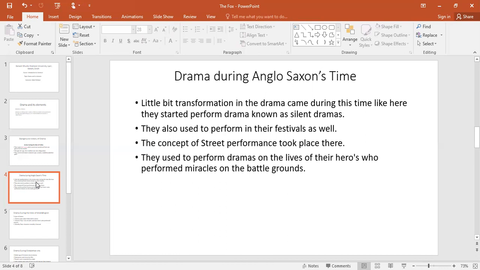Okay, beta. The concept of street performance took place there. You see, if you trace the history of English literature, you would come to know that for the very first time, street performance came during the Anglo-Saxon period. This is the period in which street performance took place, in terms of performing silent drama. Street performance started in order to perform silent drama, because before that we do not find any evidence that street performance existed, but it was in the Anglo-Saxon period.